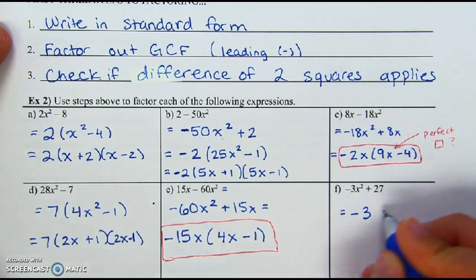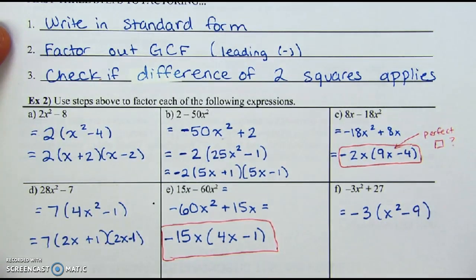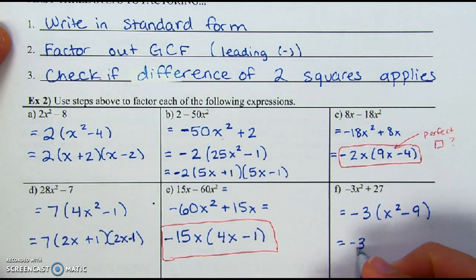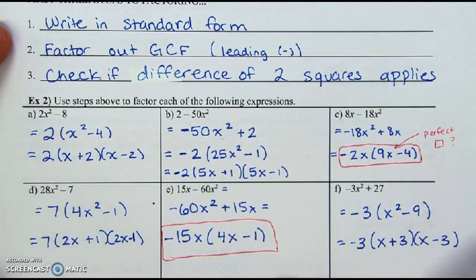This one's in standard form. Greatest common factor is just a negative 3. We get x squared minus 9. And then, is that a difference of 2 squares? Yep, you could take the square root of each one, and there's a minus sign. So we're done. Okay, let's turn it over.